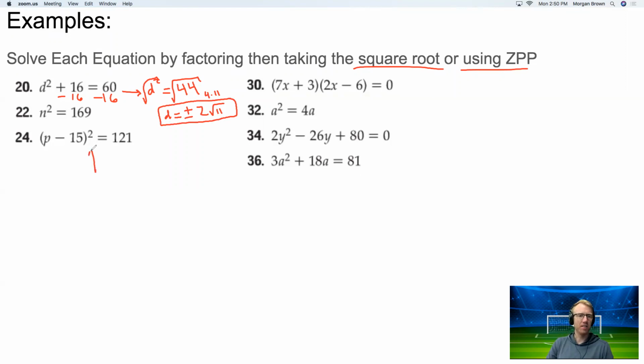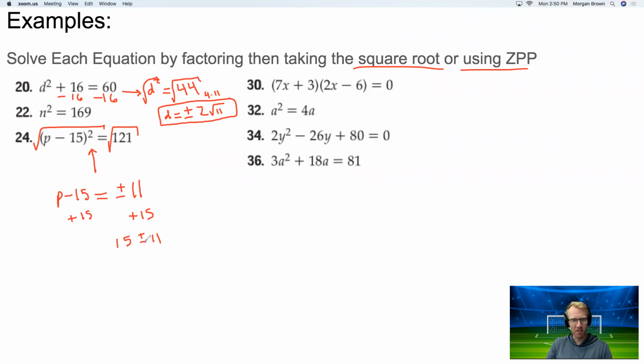This one is another example where you're solving by taking the square root of both sides. So it can be something like this, where you take the square root, and you get p minus 15 equals plus or minus. And now here, the square root of 121 is 11. Okay, so now you go plus 15, plus 15. Now it's going to be 15 plus or minus 11.